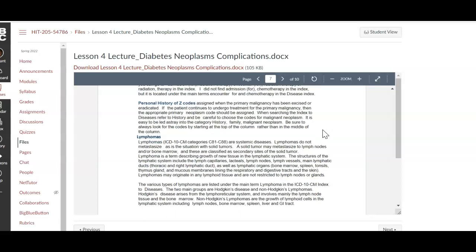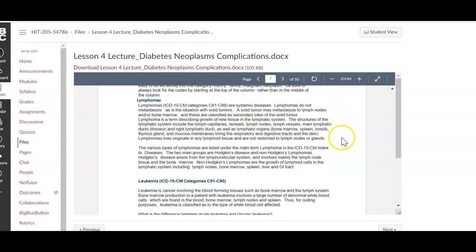Personal history of Z codes. These are assigned when that primary malignancy has been excised, eradicated. If the patient continues to undergo treatment for that primary malignancy, then the appropriate primary neoplasm code should be assigned. So when you research, the index refers to history. Be careful how you choose those codes, because you have to make sure, is it personal history, family history? So make sure you really know. And like I said, always look at those subterms. Know where you're at in that coding book.